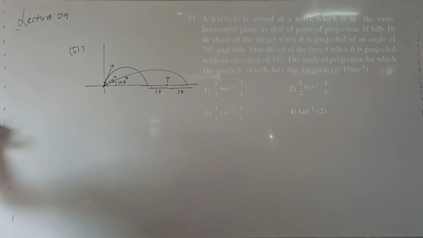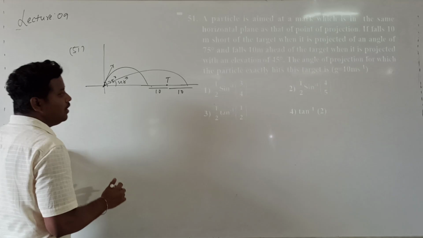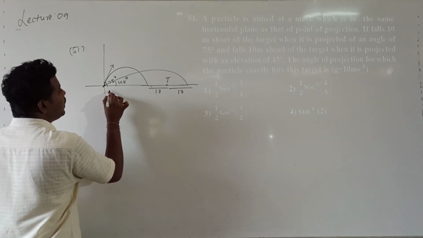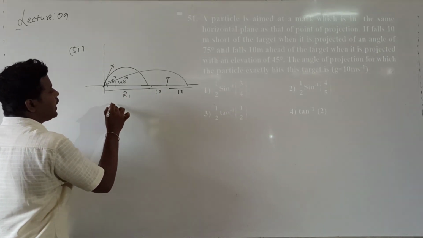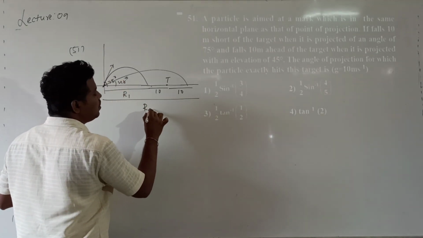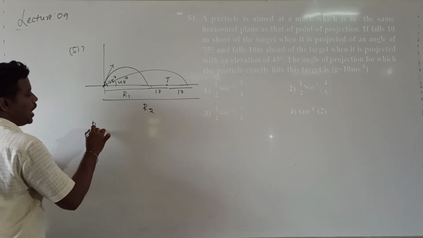Now what are they asking us to calculate? What is the angle of projection to hit this target exactly? So generally, can I call this range R1? Can I call this range R2? Then what can I write? So R1 plus 10.